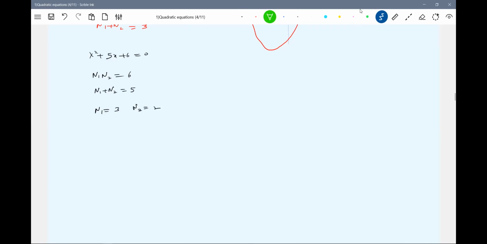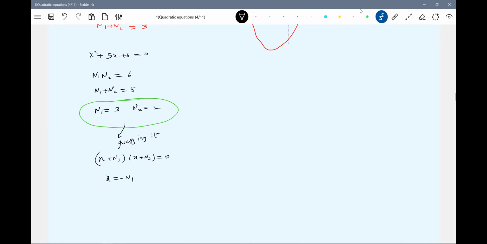How have you brought this? I think I'm just guessing. And that guess is satisfying this one. Then what are the roots? The roots will be x plus n1, x plus n2 is equal to 0. Therefore, x equal to minus n1, x equal to minus n2. So the roots will be minus 3, since n1 is 3, and the other will be minus 2.